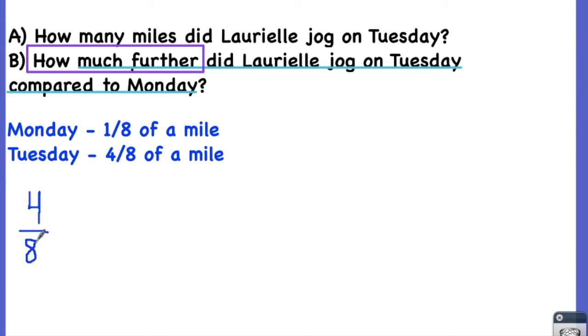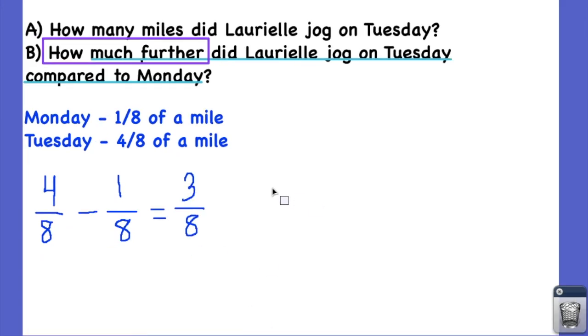4/8 minus 1/8 equals 3/8. Remember, our denominators stay the same. We are subtracting our numerators.